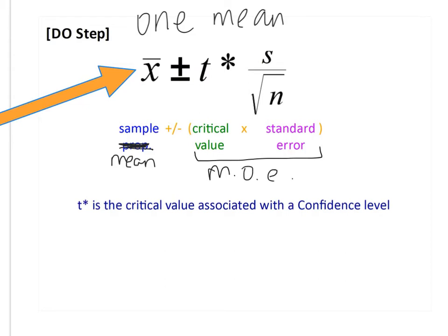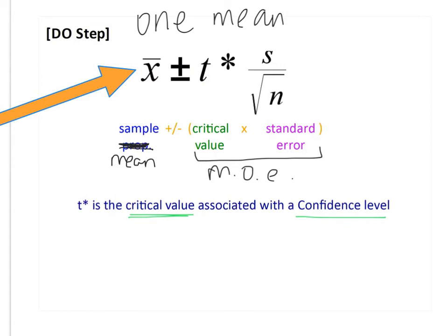Well, what is t star? So we talked about z star last time, but now we have t star. T star is a critical value that we use for confidence levels for means. So instead of z star, now we have t star, but it's essentially the same idea of this critical value that determines the width of the interval.